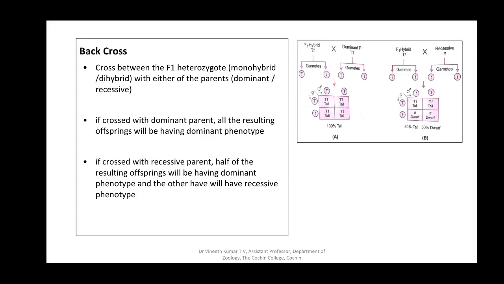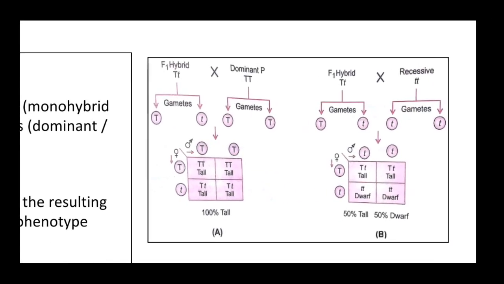So a back cross is a cross that can be done for both monohybrid as well as dihybrid crosses. It is a cross where the F1 heterozygote of a monohybrid or a dihybrid cross is crossed with either of the parents. That means it can be either the dominant parent or the recessive parent. So we'll see this clearly here. This is what a backcross means.